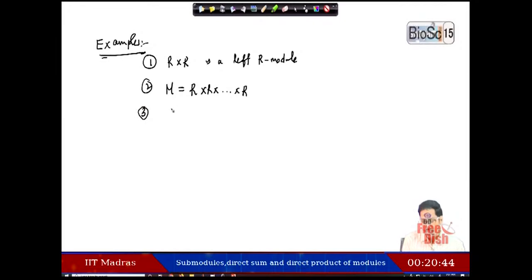And I can have an infinite one also, for example, the direct product of R alpha, alpha belonging to, let us say, the natural numbers, where R alpha is equal to R, any ring. Okay. So, these are all examples of various Cartesian products of modules.